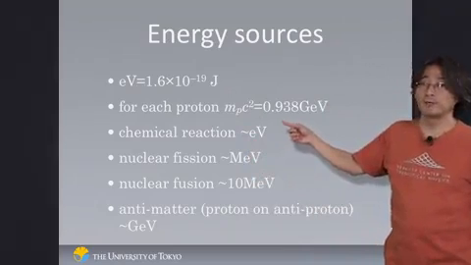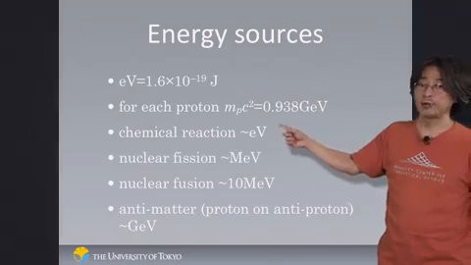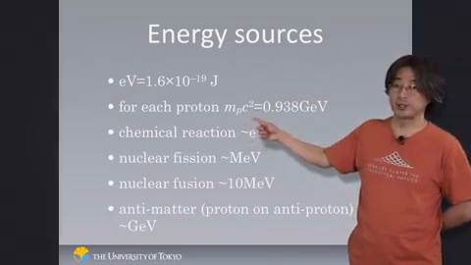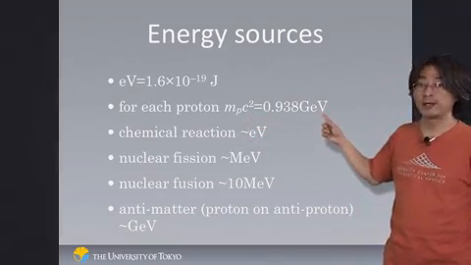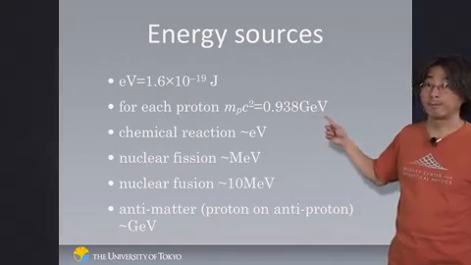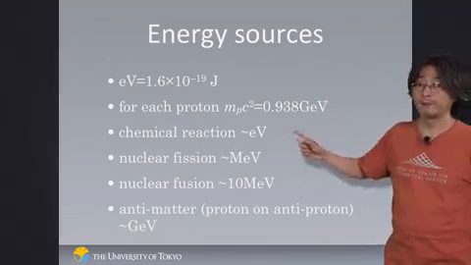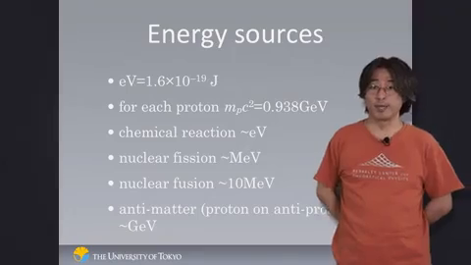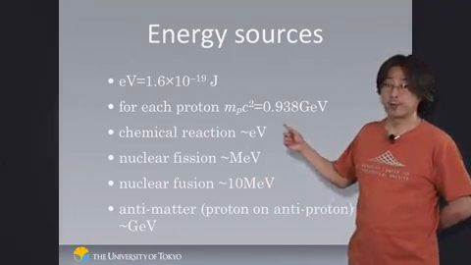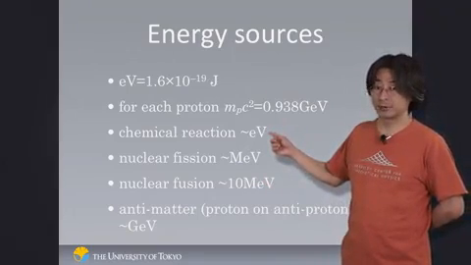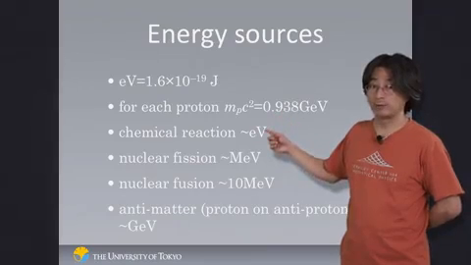Now, if you think of one single proton, it weighs a certain amount, and you can convert that mass into energy, again, using E equals mc squared. That turns out to be about 1 giga electron volt, 1 billion electron volts, and we call this unit GeV. And for a typical chemical reaction, like burning fuel, or even dynamite or gasoline, the typical energy you get is about 1 electron volt.